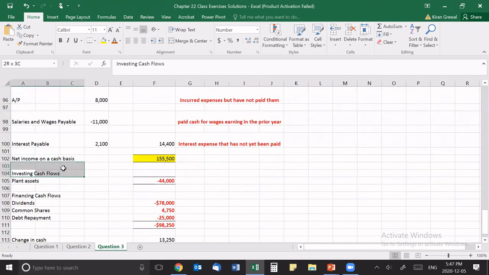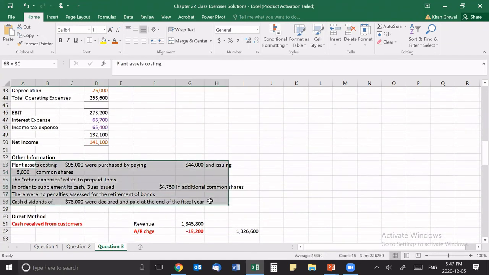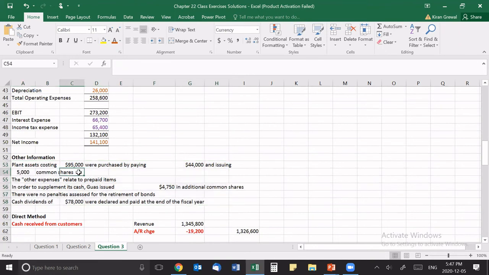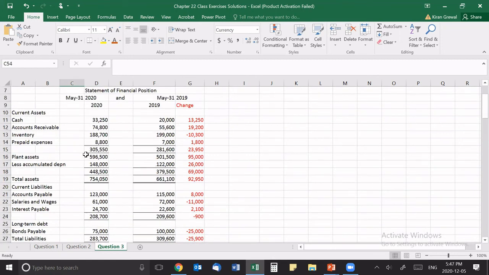Okay, next up, we'll go look at the investing activities. So when you're looking at the investing activities, you want to look at this other information because that will give you some guidance on how to do it. But we're also looking at the change in your long-term assets. Okay, so long-term assets, we have plant assets and the accumulated depreciation. So plant assets increased by 95,000, accumulated depreciation by 26,000.